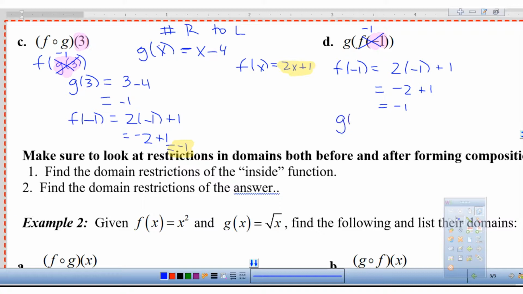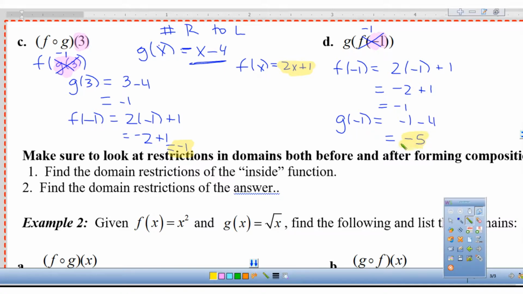So now we're going to go g of negative 1 equals. You go right here into that g of x. Wherever you see an x, you put in a negative 1. So it's a negative 1 minus 4, which gives you a negative 5. So your answer is negative 5, and you're done. That's all you have to do.